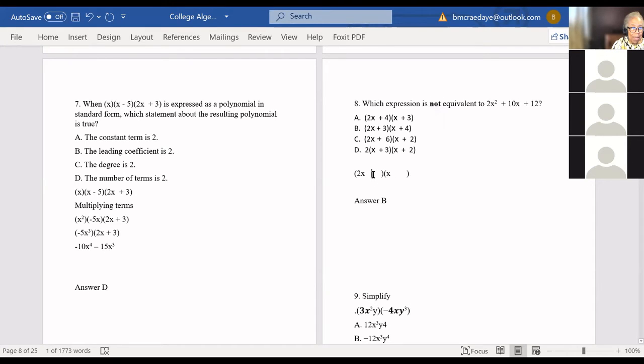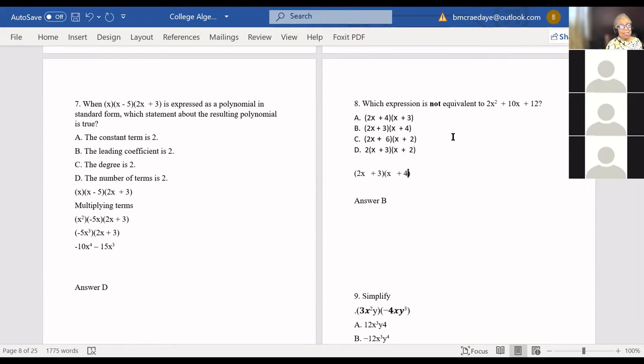So this has to be 2x plus 3 and x plus 4. Right? So that would be the one that will not give you back your equivalent expression. You follow, Audrey? The one you gave me was correct, but we don't want the one that's correct. We want the one that's not correct. Latoya said B is correct. B, not equivalent. Okay.